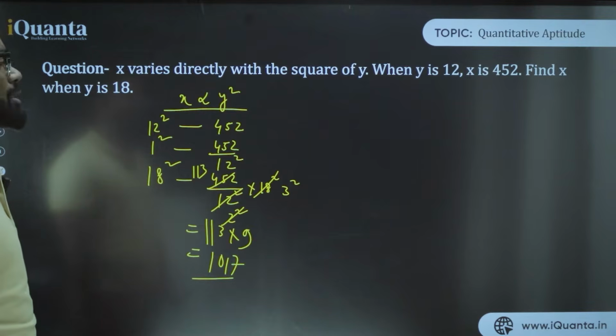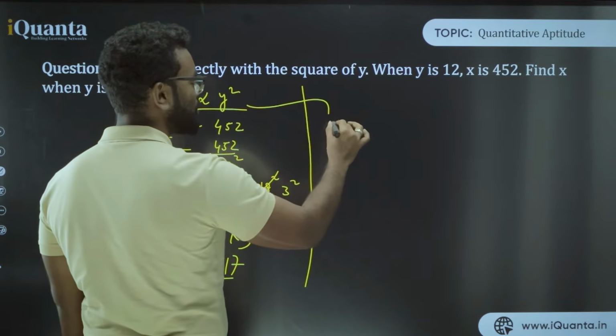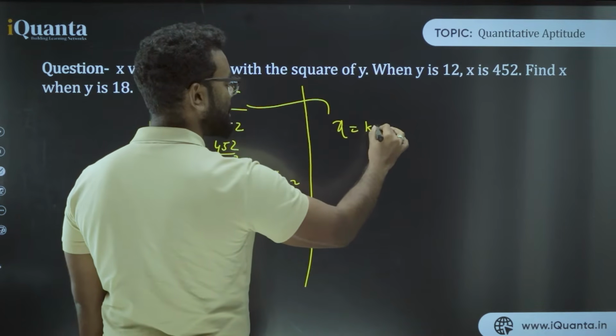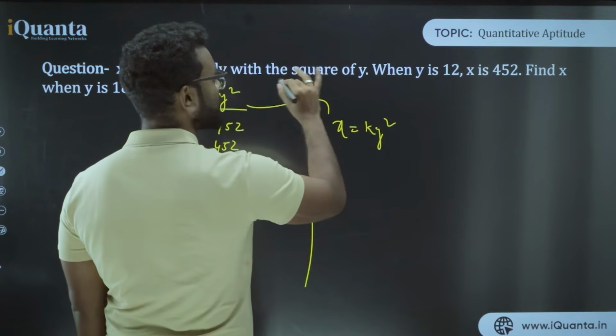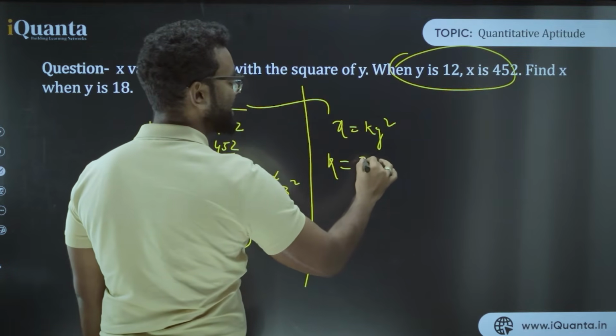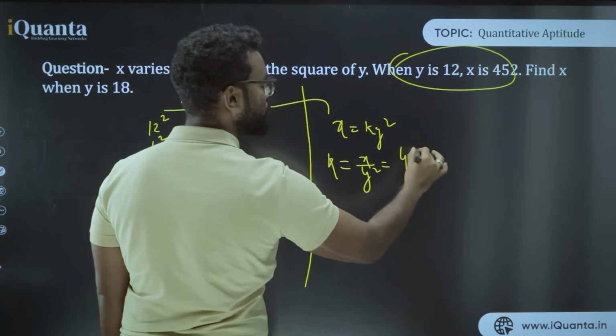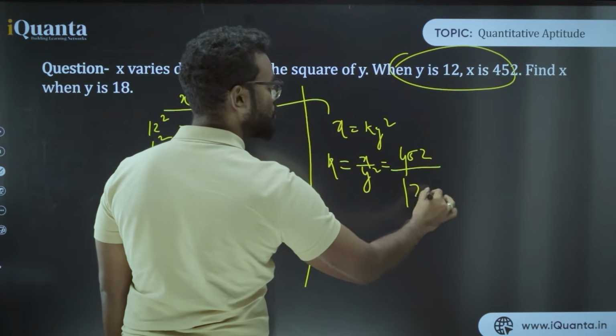So this is how you can solve this question very fast. But if you want to solve this question by the general method, I will do x equals ky square. From the first equation, I can find the value of k. So k is basically x upon y square. And what is x? x is 452 and y square is 12 square.